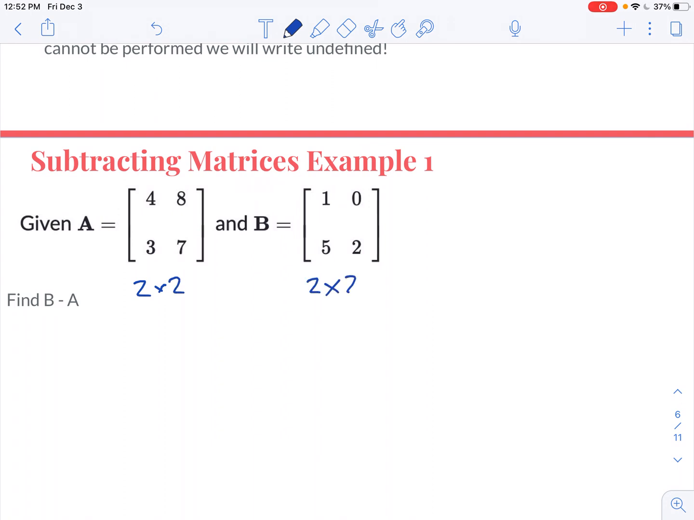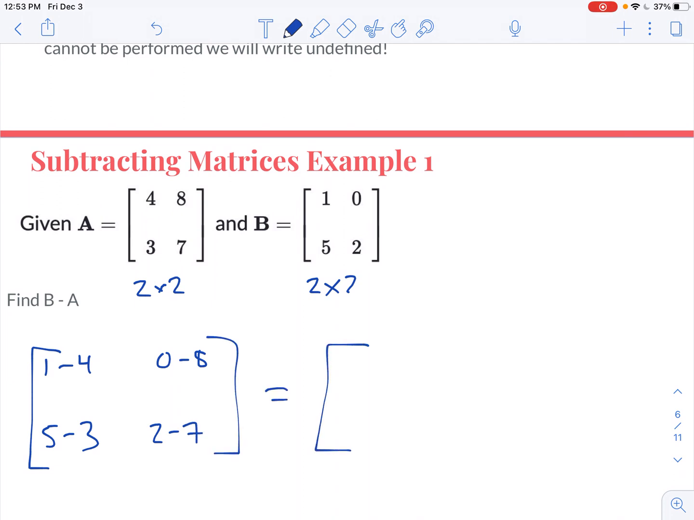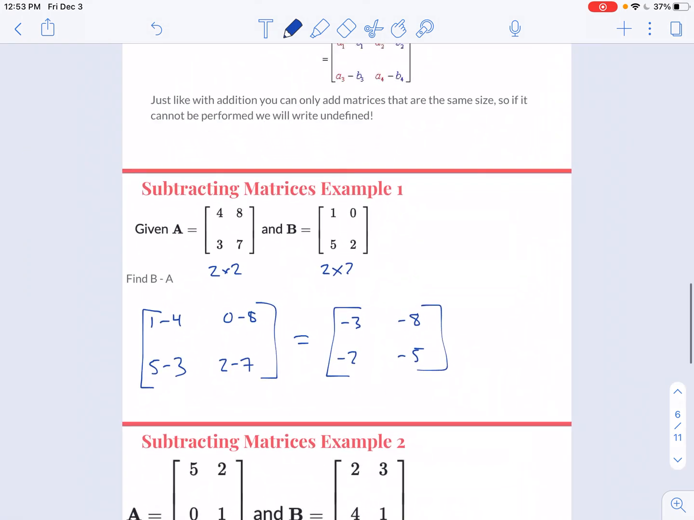If I want to find B minus A, make sure you're paying attention here because I flipped the order. This is 1 minus 4 here, 5 minus 3 here, 0 minus 8 here, and 2 minus 7 here. So I flip around that order, and then this is equal to -3, 2, -8, and -5. Again, let's make sure that we're paying attention to that order, because that's really important.